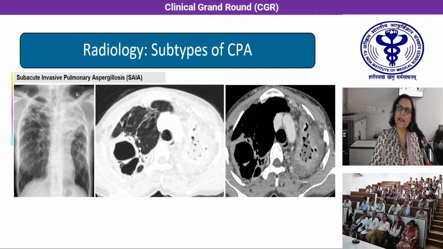The latter is seen as an increased thickness of the cavity with a much larger area of consolidation associated with it. So these are the typical features of subacute invasive aspergillosis.